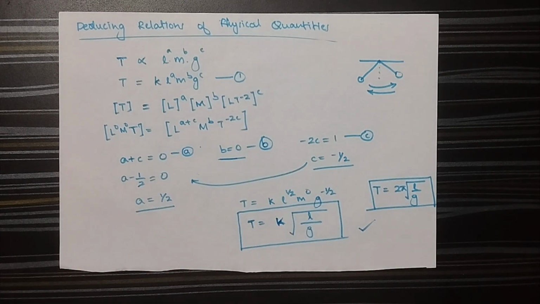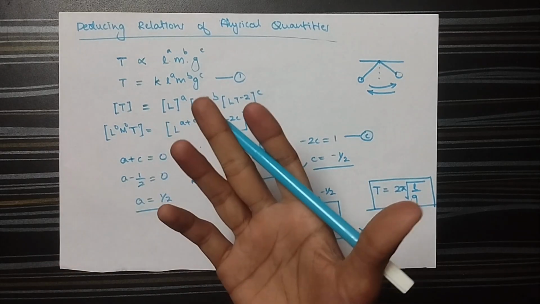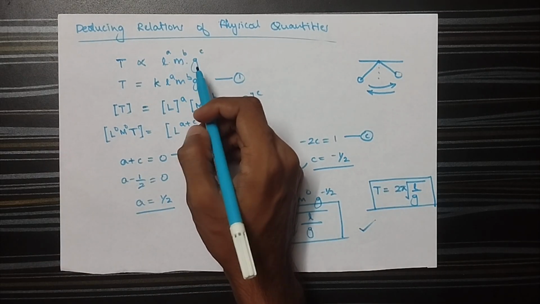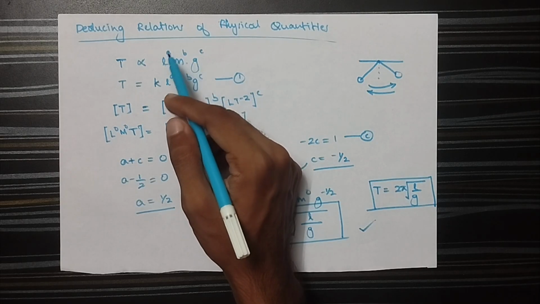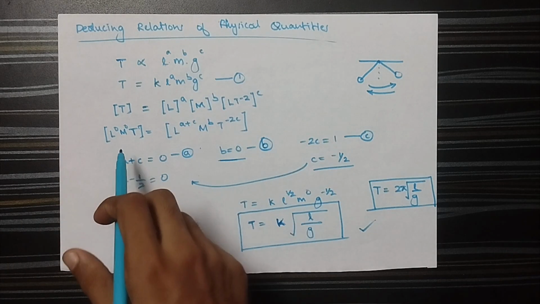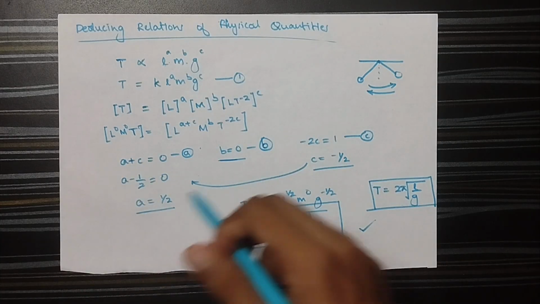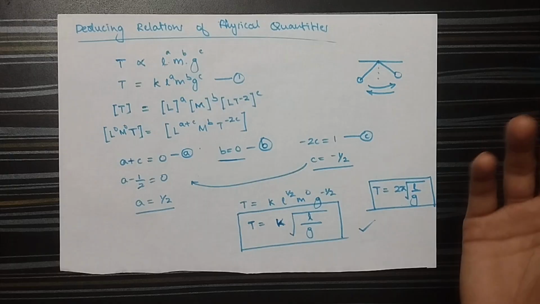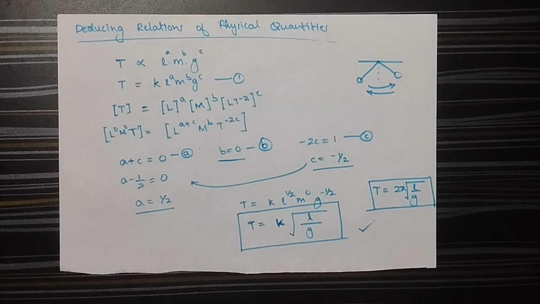So such questions will come, and to do it you just find out the factors which they have given. Here they gave length of string, mass of bob, gravitation. We just equate them to variables, write them in dimension form, equate the exponents, find the variables, put them back into that equation and find the expression. Very simple. It's an easy 4 marks you can score easily.